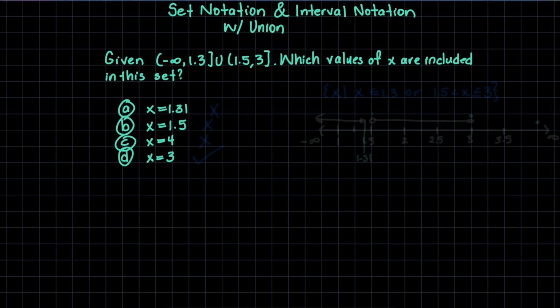All right, given negative infinity to 1.3, 1.3 included, union 1.5 not included to 3, 3 included, which values of x are included in this set? So let's translate. This is x such that x is less than or equal to 1.3 or between 1.5 and 3.